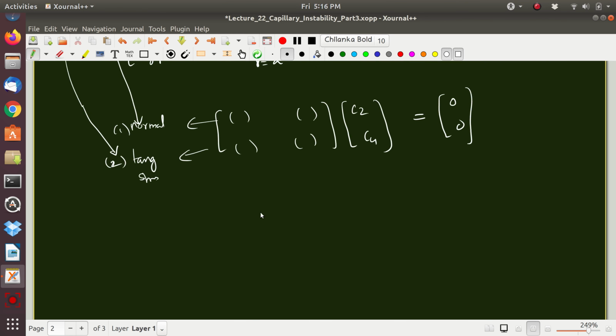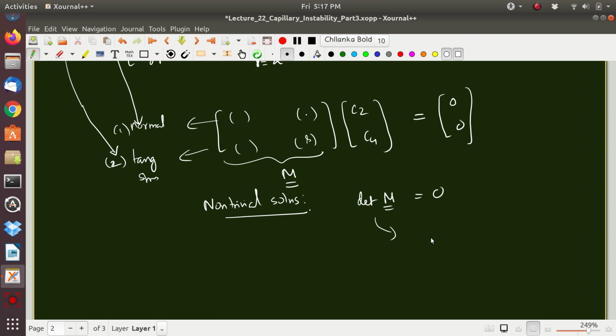Now this is a homogeneous system of equations, and remember that we need non-trivial solutions. Therefore, let's call this matrix M, we have to set the determinant of M equal to 0. Because these coefficients have s in them, this will give rise to a polynomial equation for s. In this particular case it should be a linear equation, where s is written in terms of k, a, and then mu, gamma and so on.